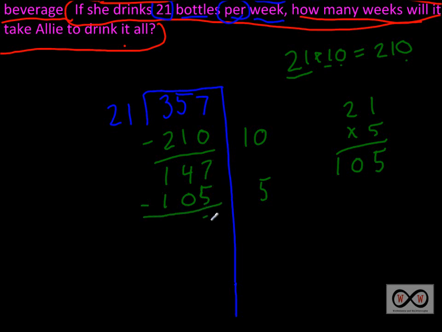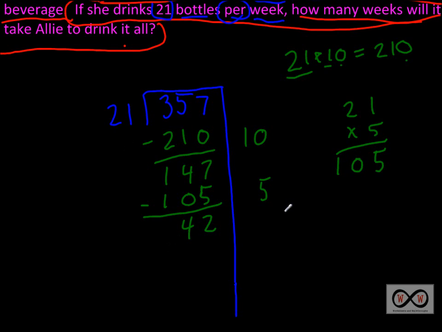Seven minus 5 would be 2. 4 minus 0 would be 4. And 1 minus 1 would be 0. So now we're left with 42. And so far we've got these partial quotients over here. We use a 10 and then a 5. Now we're left with 21 goes into 42 how many times?